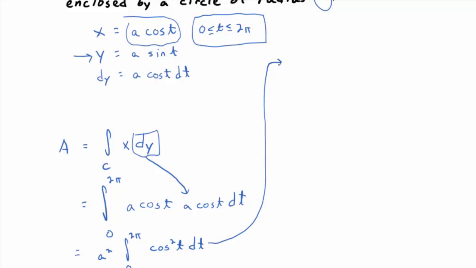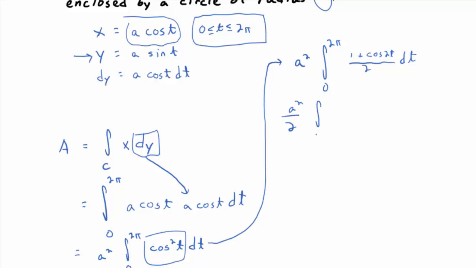Okay, so guys, channel your Calc 2 class. How do you integrate cosine squared? Yay, trig identity. So cosine squared t is equal to 1 plus cosine 2t all over 2, or 1/2 times the whole thing. And I'm going to rewrite it like this: a squared over 2, because you know how much I love to bring the constants to the outside. And then on the inside, a squared over 2 integral 0 to 2 pi of 1 plus cosine of 2t dt.